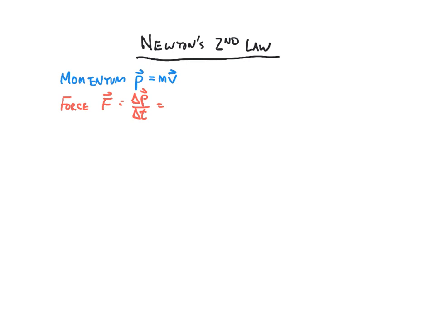Now, in some scenarios, for example in rockets, you can have a situation where the mass is changing. But we're not really going to deal with anything like that in this class. So in this class, the mass is always going to be the same for all the objects we work with. And so since the mass is the same, it's only the velocity that's changing in time. But notice the change in velocity over the change in time is just the acceleration. So in other words, Newton's second law is really telling us that force equals mass times acceleration.